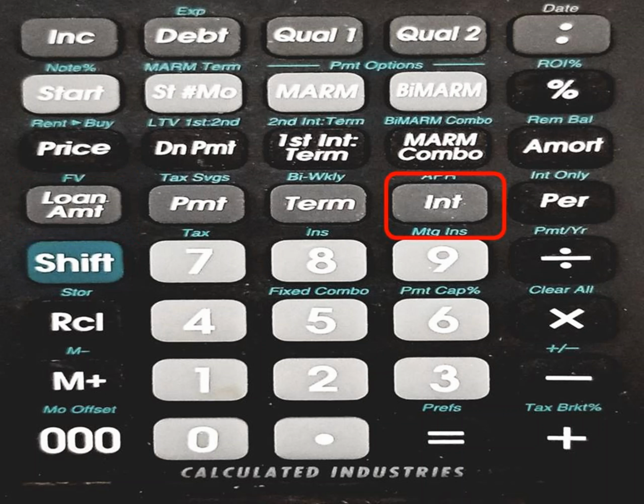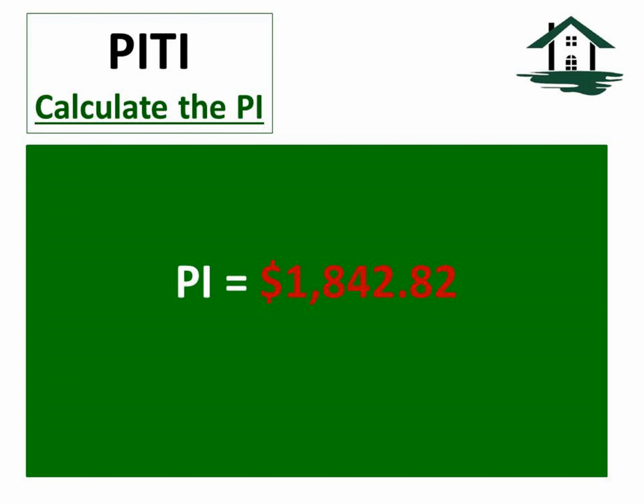Now, enter the interest rate. Touch the number 4, then hit the key that says INT for interest. For the amortization period, let's enter the number 30, then hit the key that says term. Then just hit the key that says PMT for payment. Your screen will now show you the P&I, which equals $1,842.82.